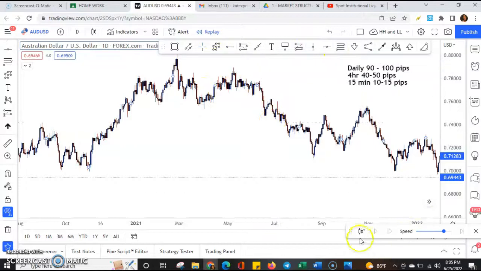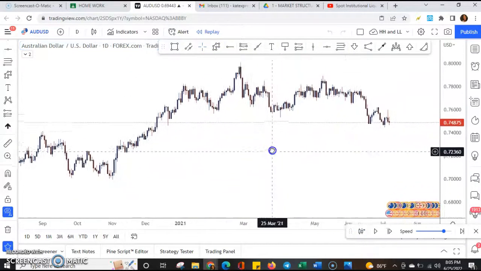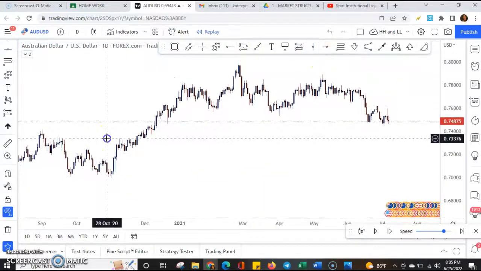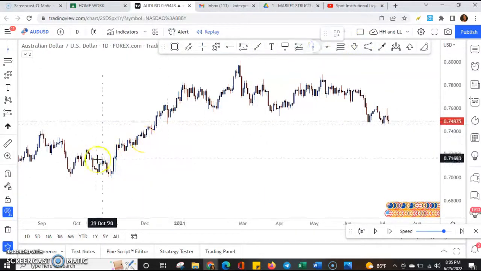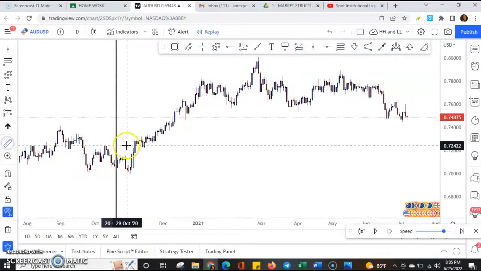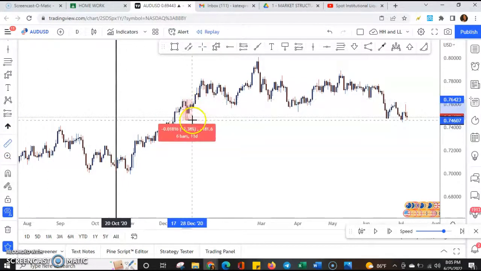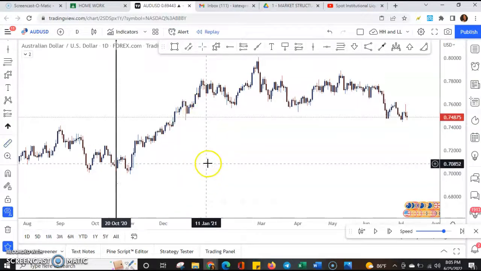So let me go ahead and chop this market up a little bit so I can remember where I'm at. Perfect. And like I said, if you don't know what 90 to 100 pips look like for a pullback, grab your ruler and just measure from here to here. That's more than 100, so that's a good area.